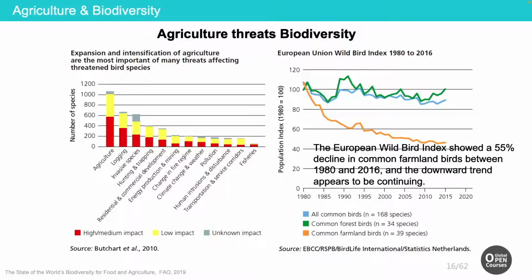However, agriculture also threatens biodiversity. It has been widely recognized as well. For example, as shown in this left figure, the most important threat to bird biodiversity globally is agriculture. In recent decades, expansion and intensification of agriculture are the most important of many threats affecting threatened bird species. Another example, from the right figure, the European Wild Bird Index showed a 55% decline in common farmland birds between 1980 and 2016, and the downward trend appears to be continuing.